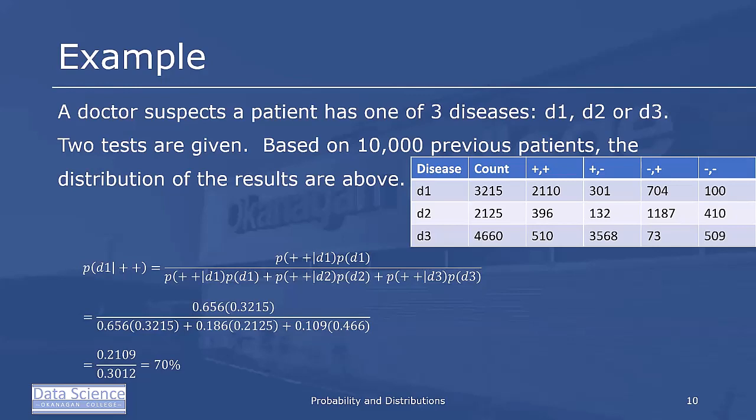Let's figure each of these out. The probability of two positive tests, given that you have disease 1, is 0.656. The probability of disease 1 is 0.3215. We get those two numbers because there are 10,000 people here, so the probability of disease 1 is 3215 divided by 10,000. And the probability of having two positive tests, given that you have disease 1, is 2110 divided by 3215.